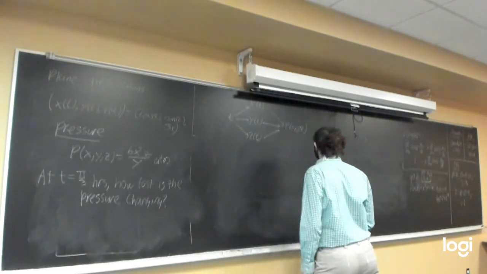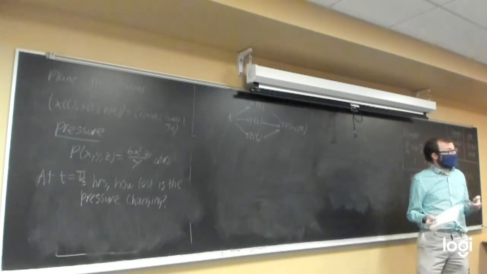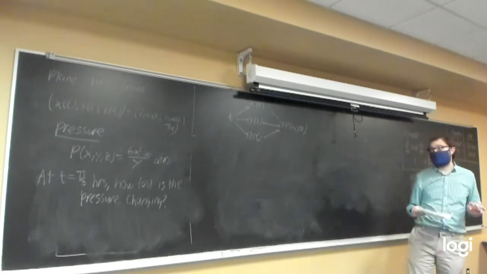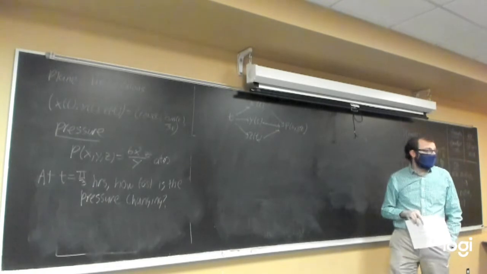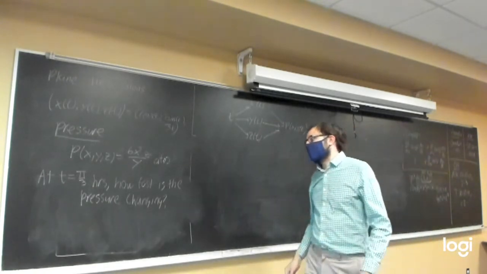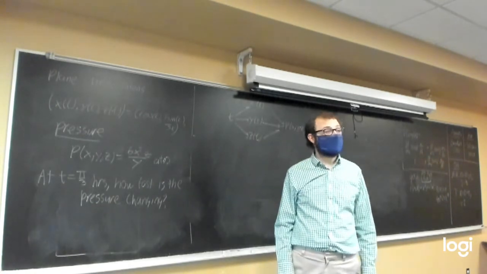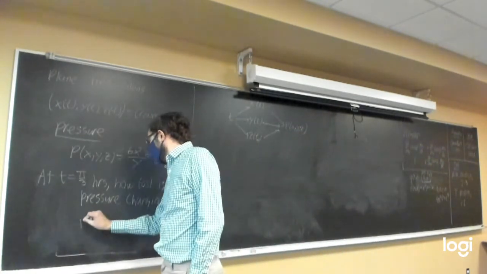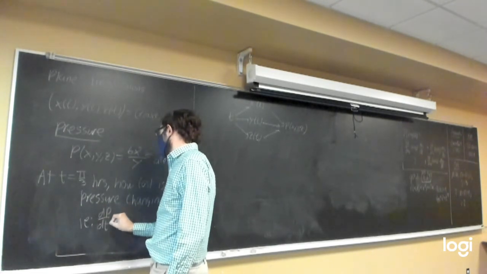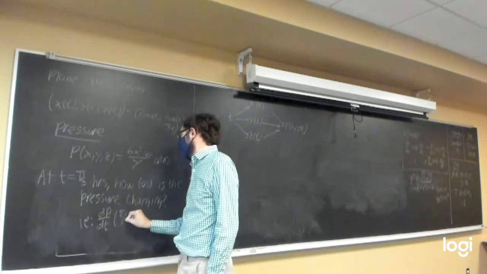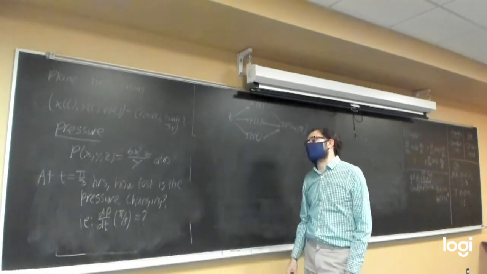Wherever your x, y, and z are, all of which are dependent on time, that is going to tell you what the air pressure is at a given point. And so what we're looking for is how fast the air pressure is changing at time t equals pi over 3. In other words, we want to know the derivative of pressure with respect to time at t equals pi over 3 hours.